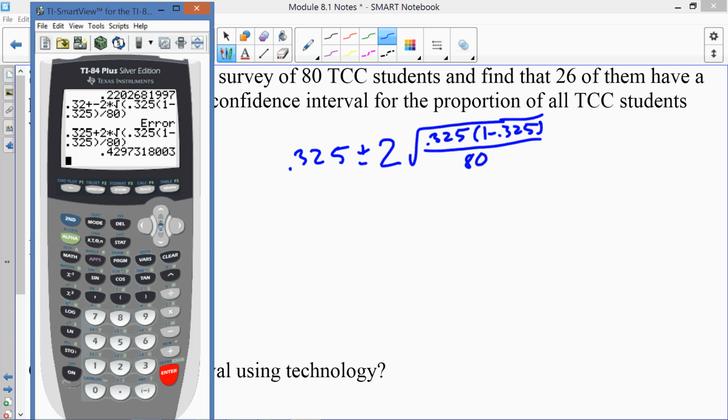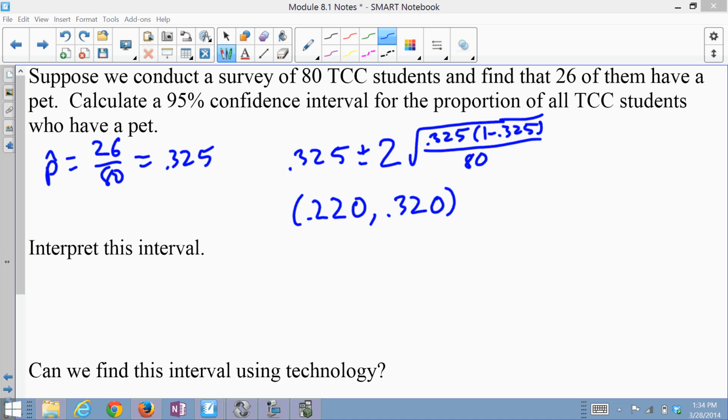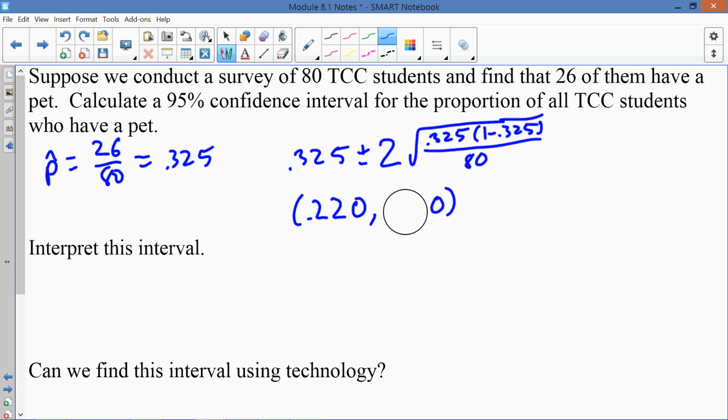So my confidence interval is 0.220 to 0.430. Sorry about that, sometimes you've got to remember a little better. 0.430. Okay, so that is my confidence interval.